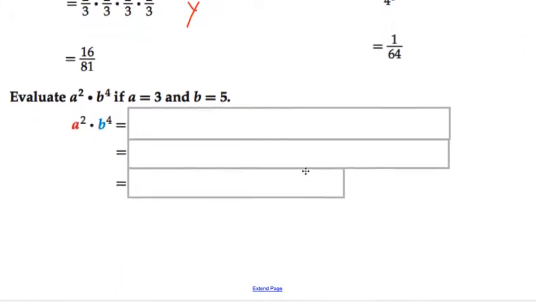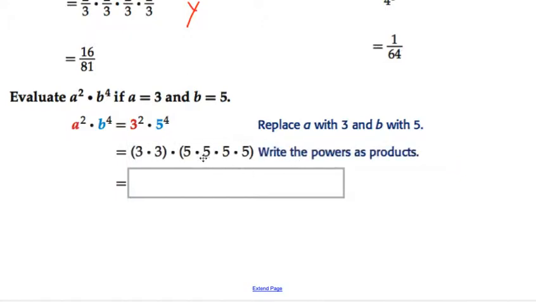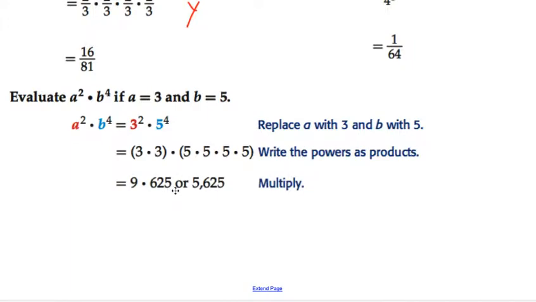All right, here's another one. Evaluate a squared times b to the 4th if a is 3 and b is 5. Well, now we're going to substitute in 3 for a and 5 for b. So what is 3 squared times 5 to the 4th? Well, 3 squared is 9. 5 to the 4th, we're going to write as 5 times 5 times 5 times 5. So it's 9 times 625. And on your calculator, you should get 5,625.